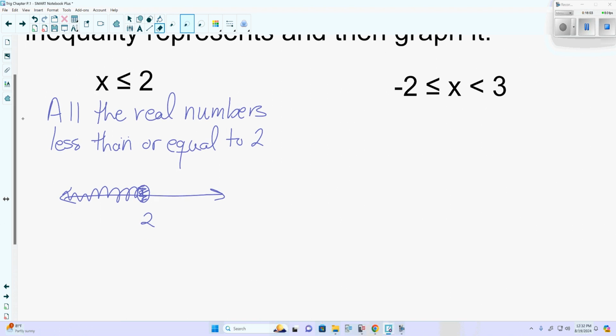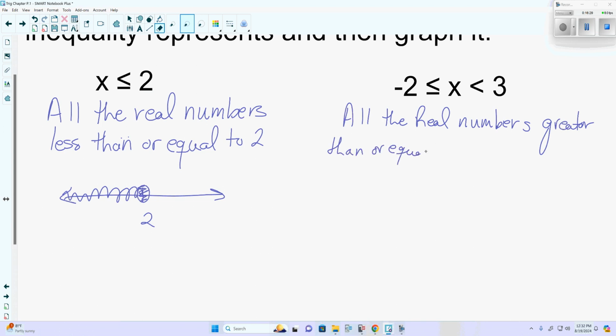Negative 2 is less than or equal to x is less than 3. So we'd be talking about what? All real numbers greater than or equal to negative 2 and less than 3.